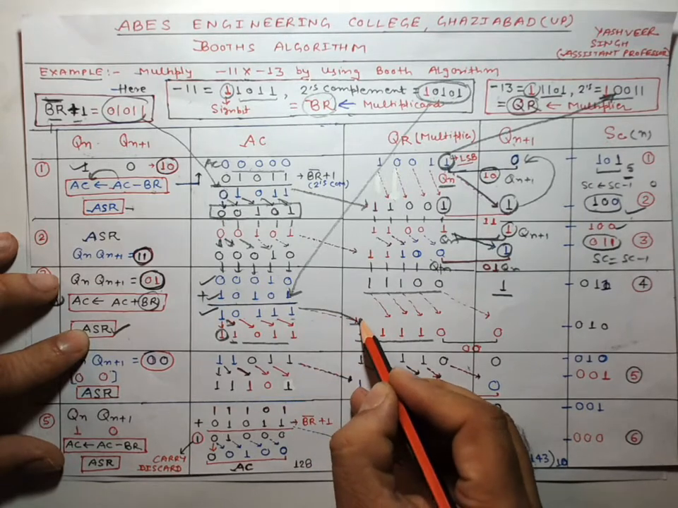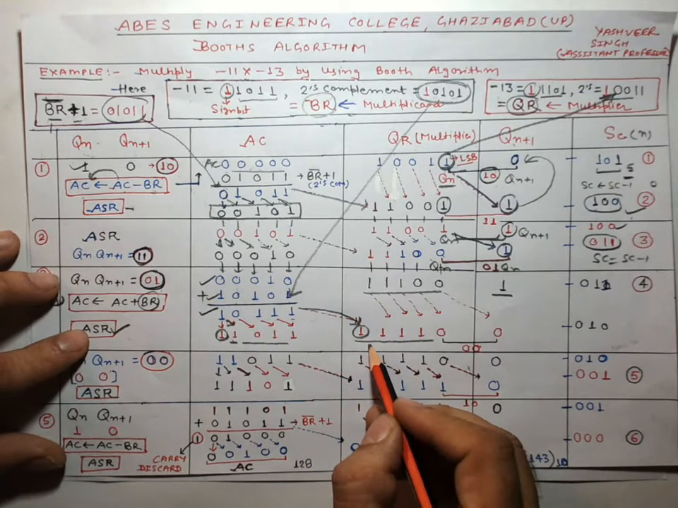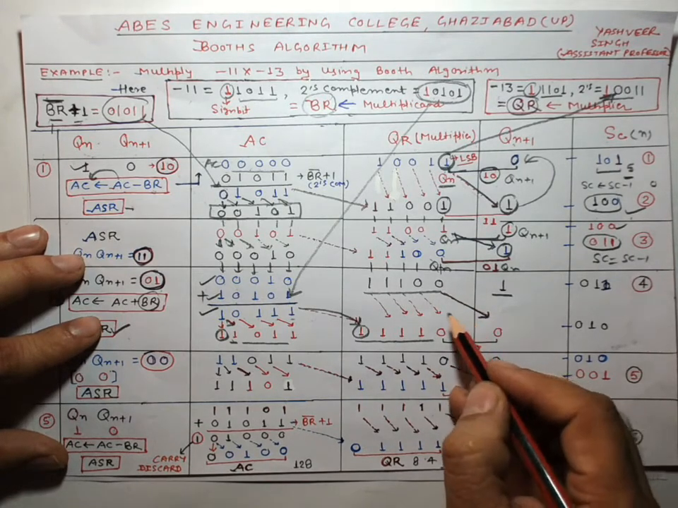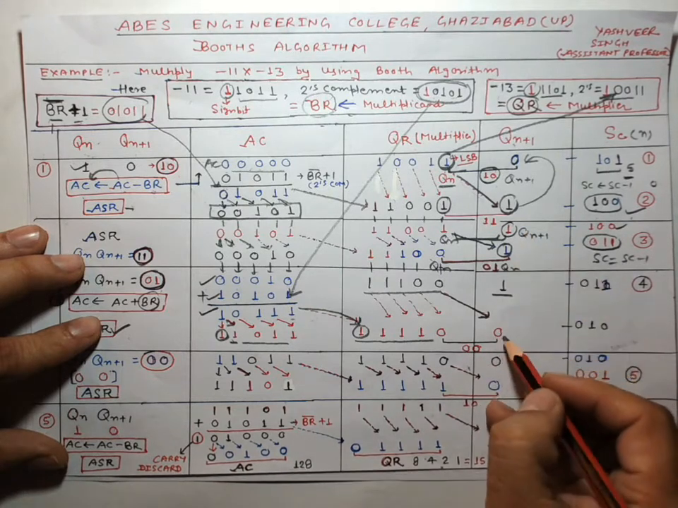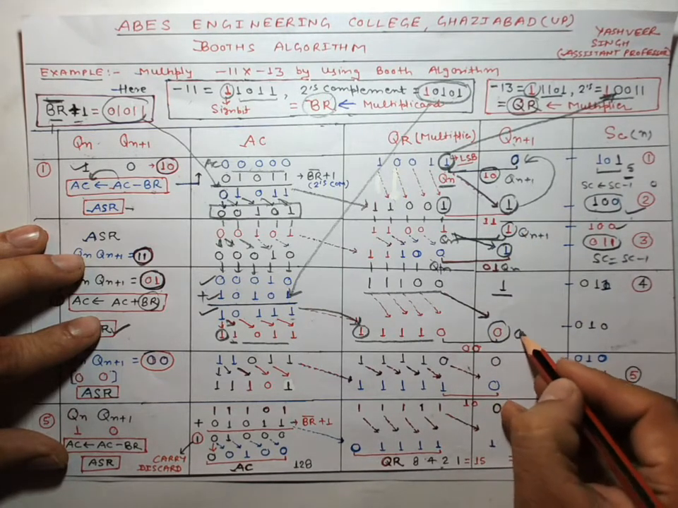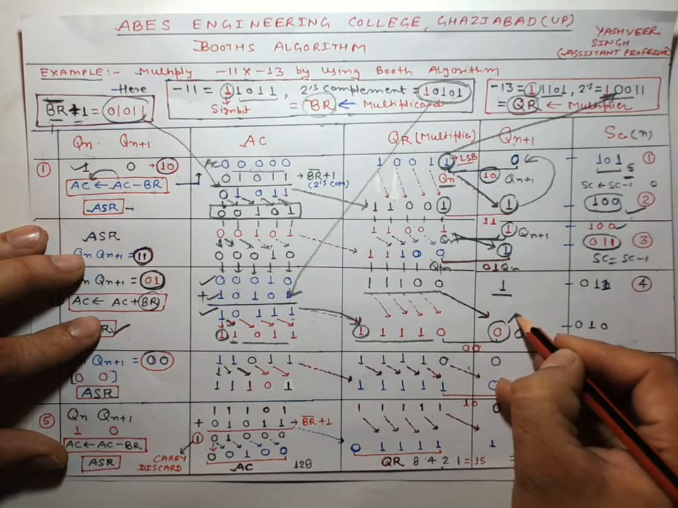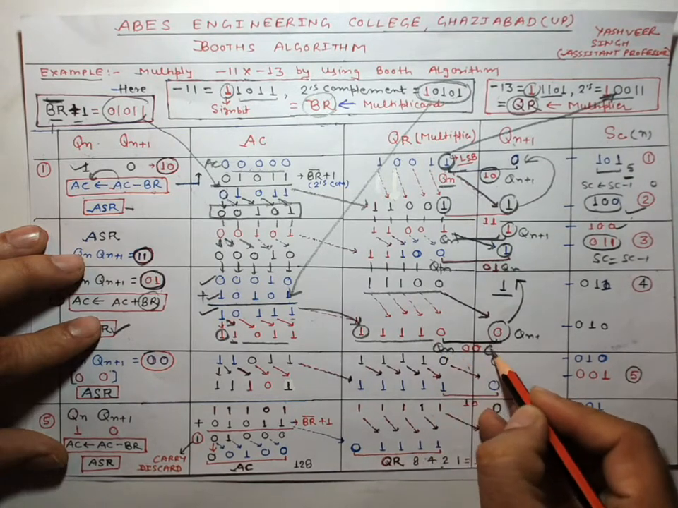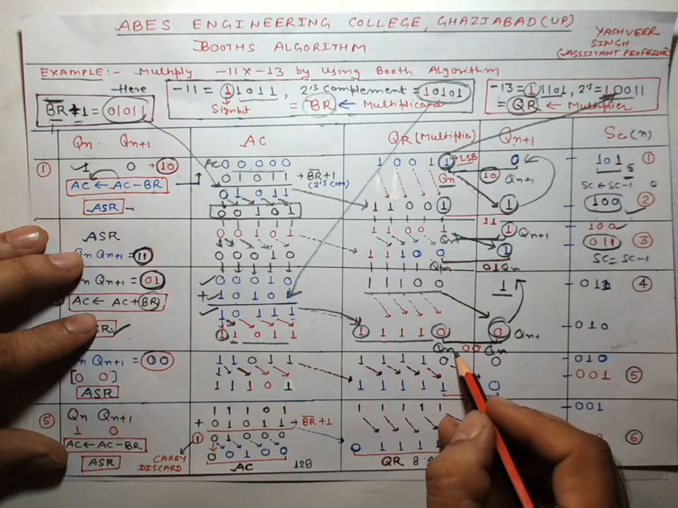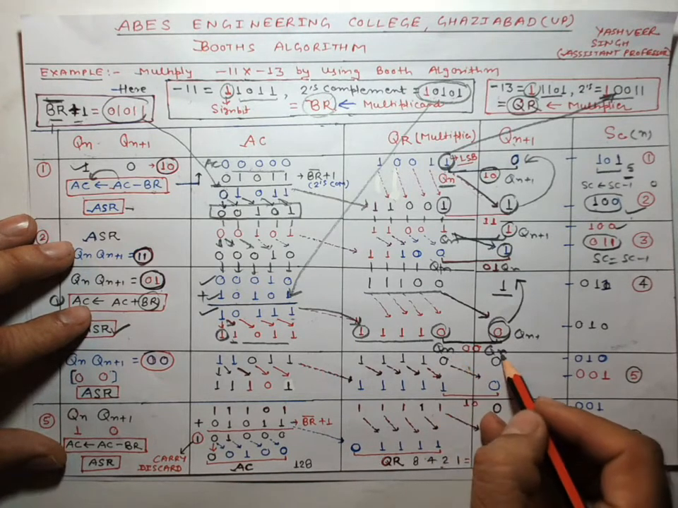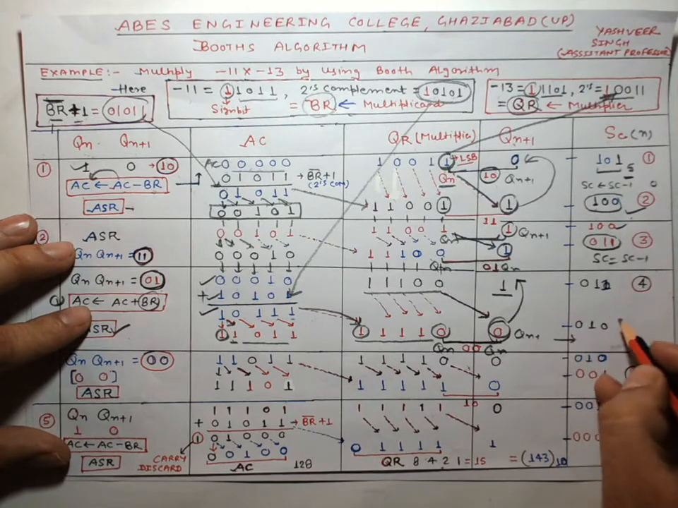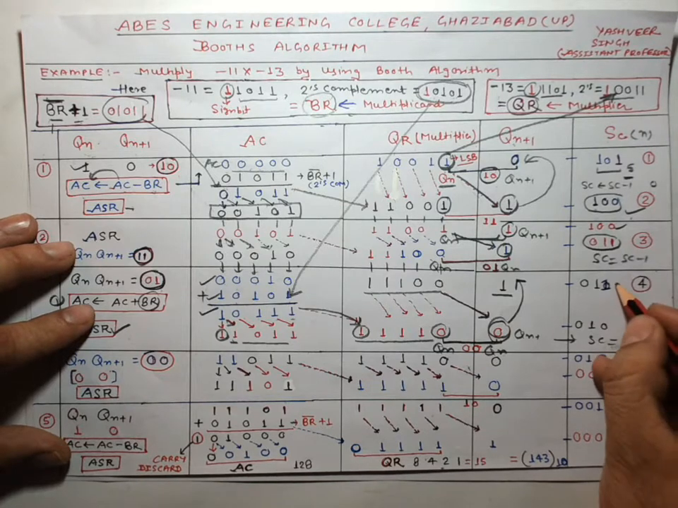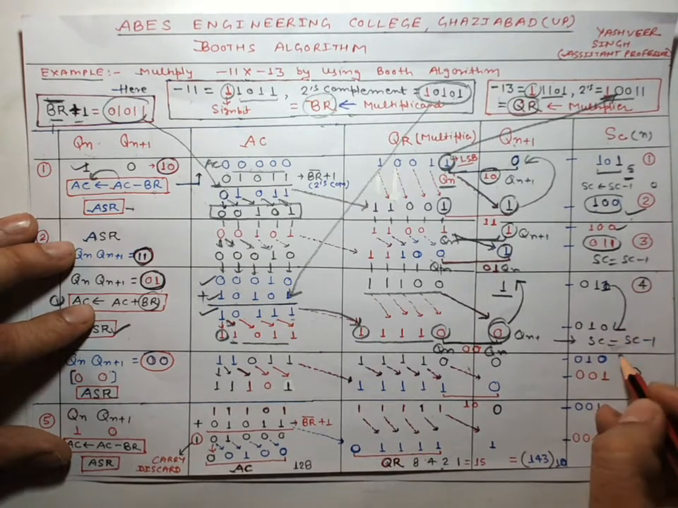This one goes to the right 1 bit, okay, and this 0 is shifted to the right, and the new value of the QR, the new value of the Qn plus 1 is 0. Before it was 1, okay. The new pair of Qn and Qn plus 1 is 0 and 0. After that, the sequence counter becomes sequence counter minus 1. 3 minus 1 equals 2, okay.